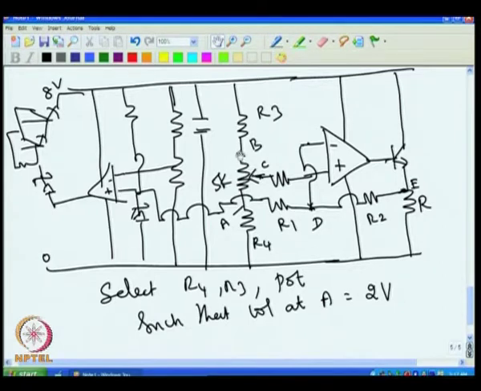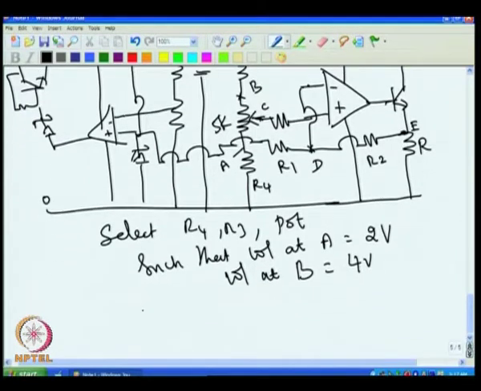But normally we also have to consider the voltage variation. If I keep A at 2 volt, and if I keep B at 4 volt, then the voltage at B is equal to 4 volt. So, the voltage across the potentiometer becomes 2 volt.